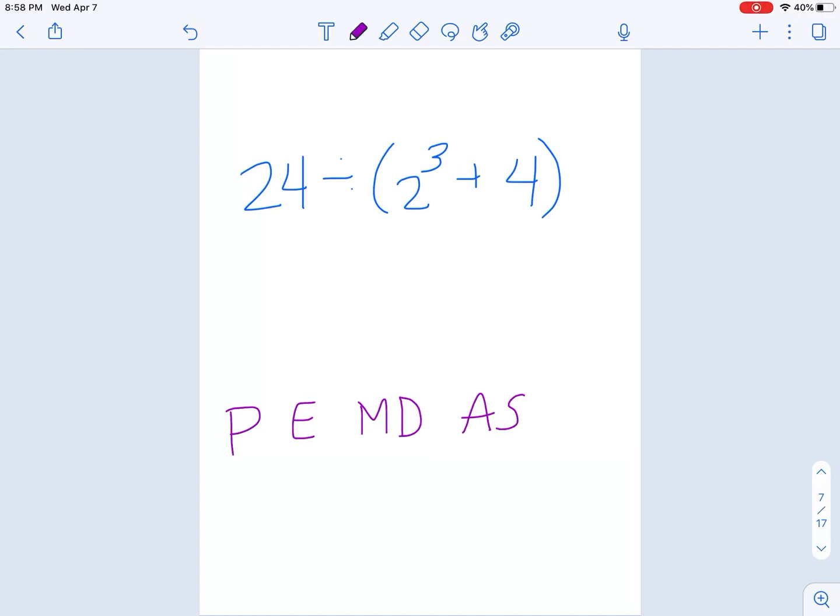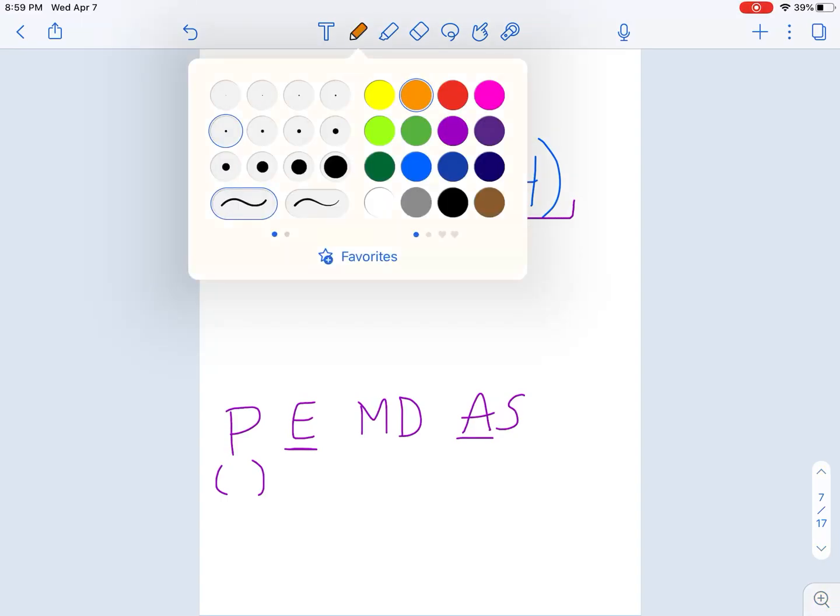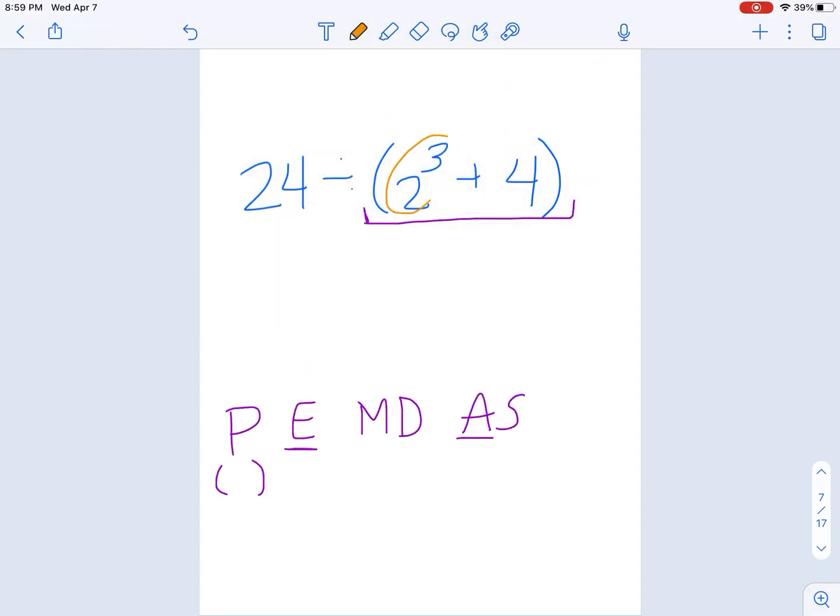So remember that P stands for parentheses. Now we've got a little bit of a tricky situation here because in our parentheses we have a couple things. We have an exponent and we have addition. So we're going to look at our order of operations and think about what comes first. Does exponent come first or does addition come first? So you can see that the E comes before the A, so the exponent is going to be the first thing we do. So we're going to solve this 2 to the third power.